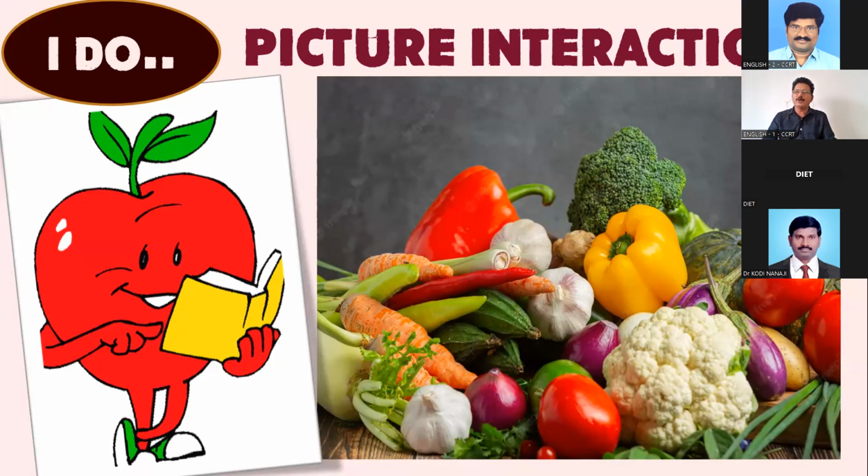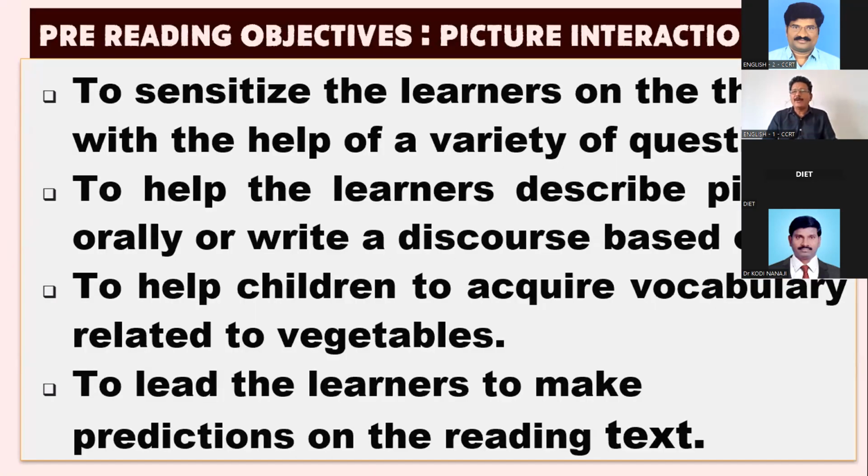Now we are going to take a picture and see what we are doing in this. And the first one, this is I do, and in the first period. Now let us see what the objectives of this pre-reading picture interaction are.